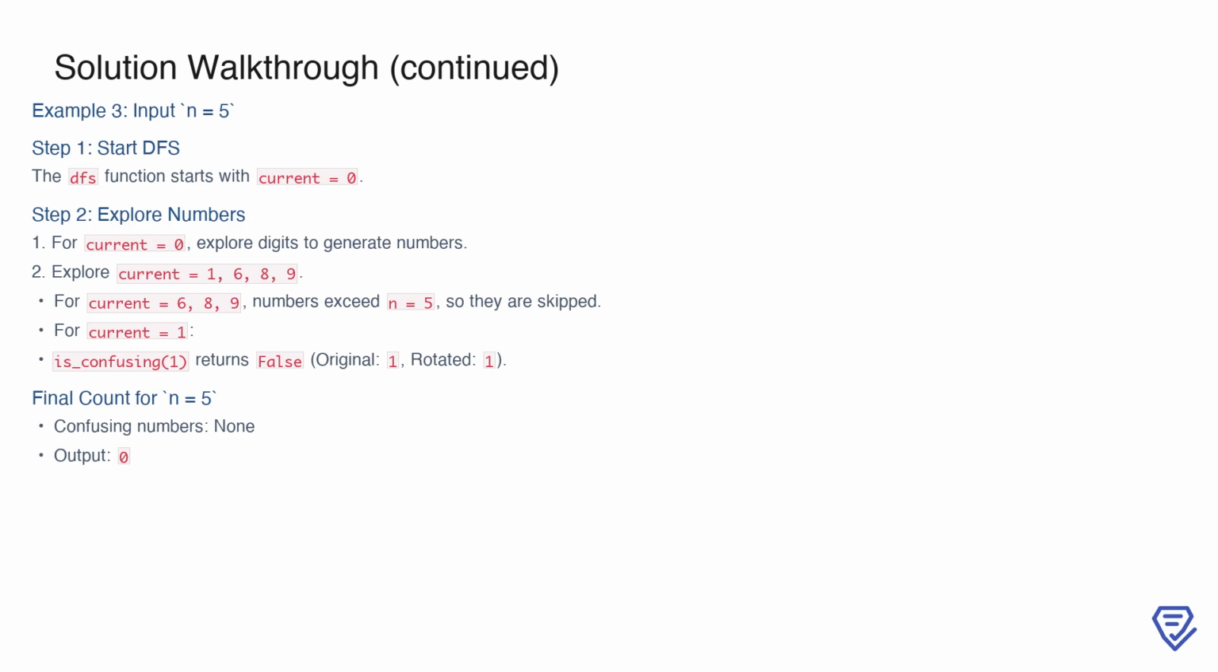Finally, let's consider the case where n equals 5. Starting the DFS with current equals 0, we again generate numbers using the valid digits. However, as we explore, we find that most numbers in this range are either invalid or exceed the input limit. For instance, appending digits like 6, 8, or 9 results in numbers greater than 5, so these are skipped. For current equals 1, the is_confusing function finds that the rotated result is also 1, meaning it is not a confusing number. Since no other numbers within the range satisfy the criteria, the count of confusing numbers is 0. Therefore, the output in this case is 0.